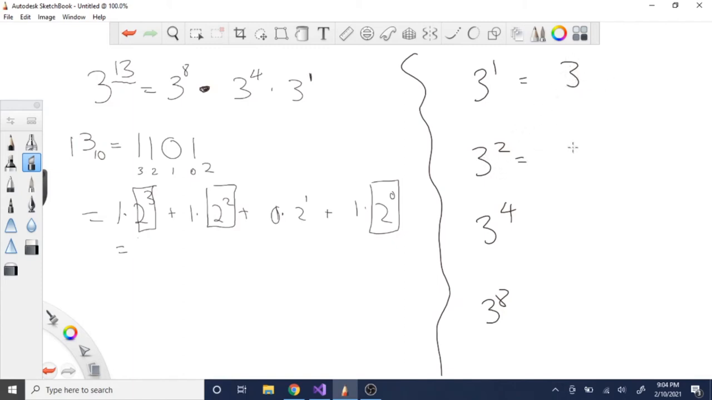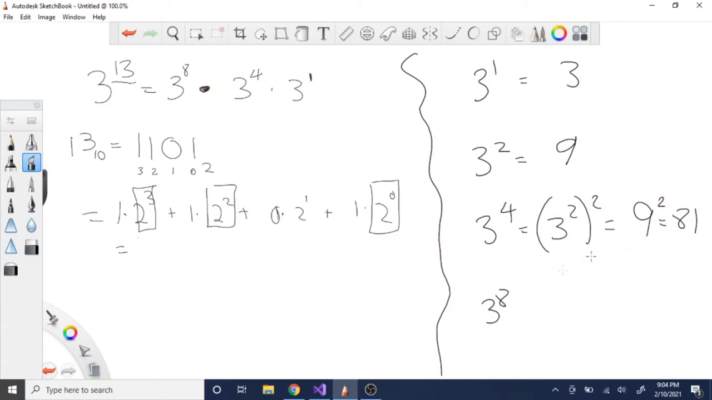So that's 3 squared, that's 9. Because I know this power, 3 to the second, what is 3 to the fourth? That's just 3 to the second squared. So remember, 3 to the fourth is just 3 to the second squared, right? So this is actually just equal to 9 squared, which is going to equal 81. So I don't have to recalculate over and over again, right?